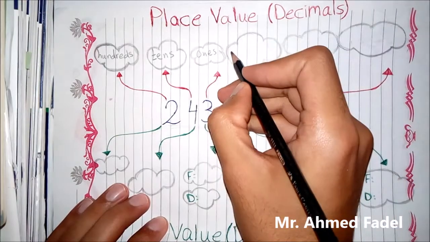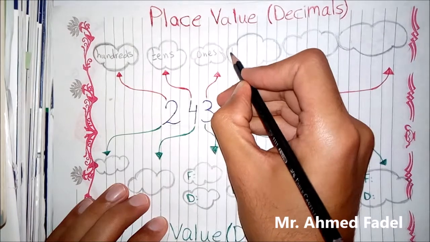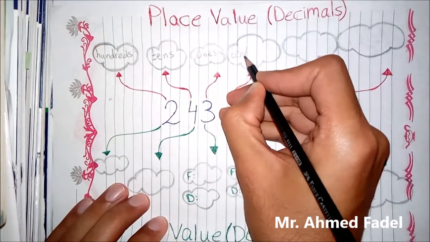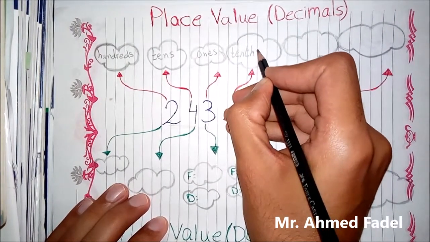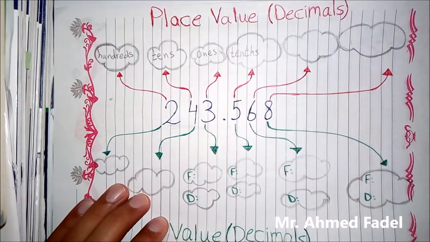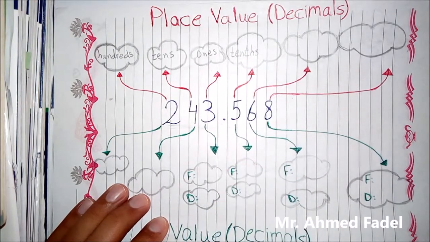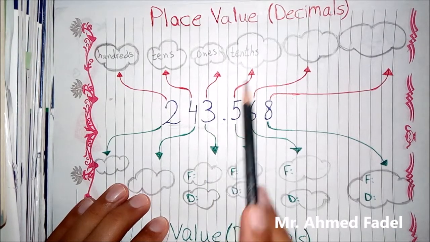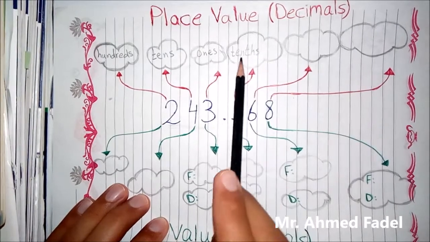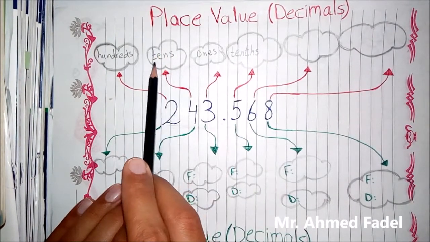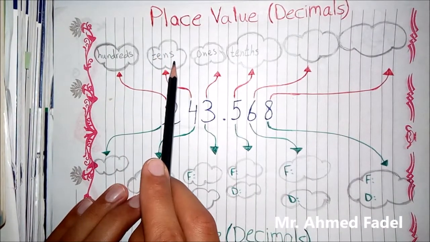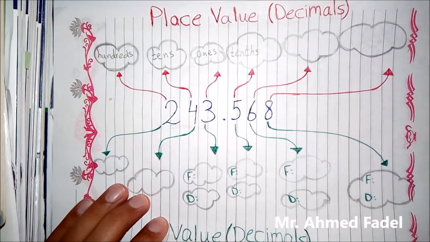The first digit after the decimal point is the tenth. Tenth ends with TH, then tenths. So the place value of the first digit is the tenth. Please try to memorize this. I don't want to see people saying the first digit after the decimal point is the ones. No. Or the tens. No. The tens that ends with S is before the decimal point.